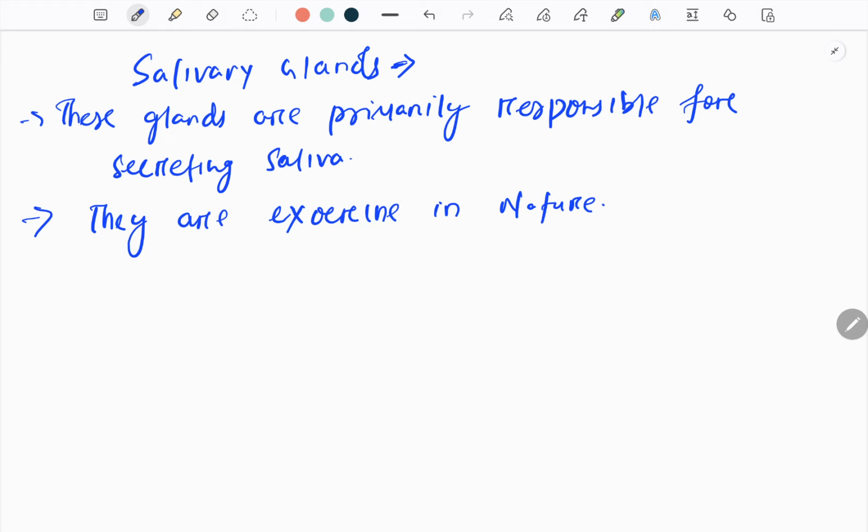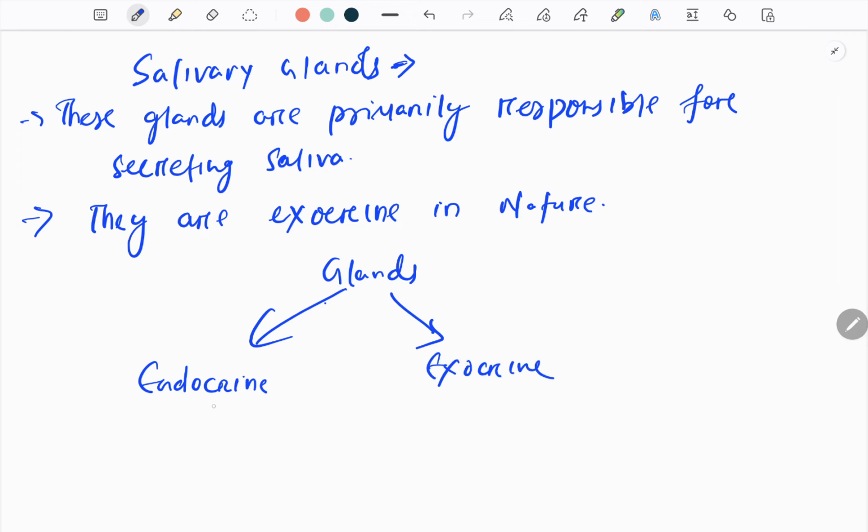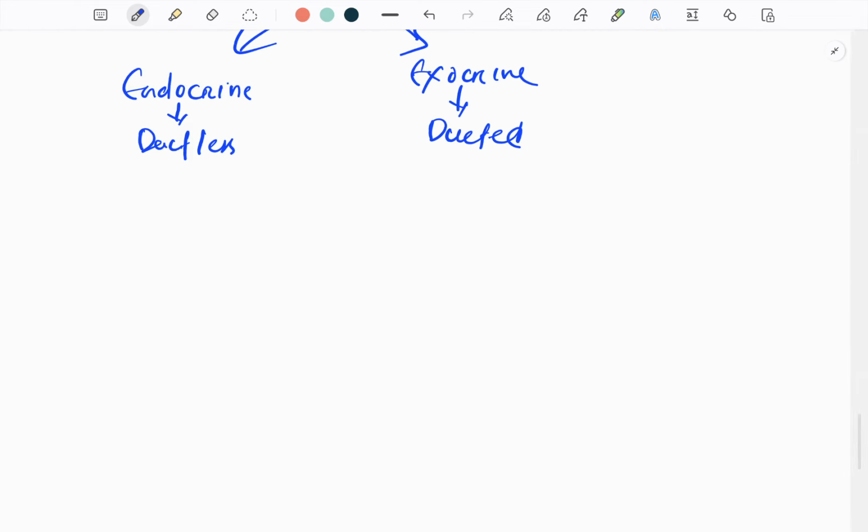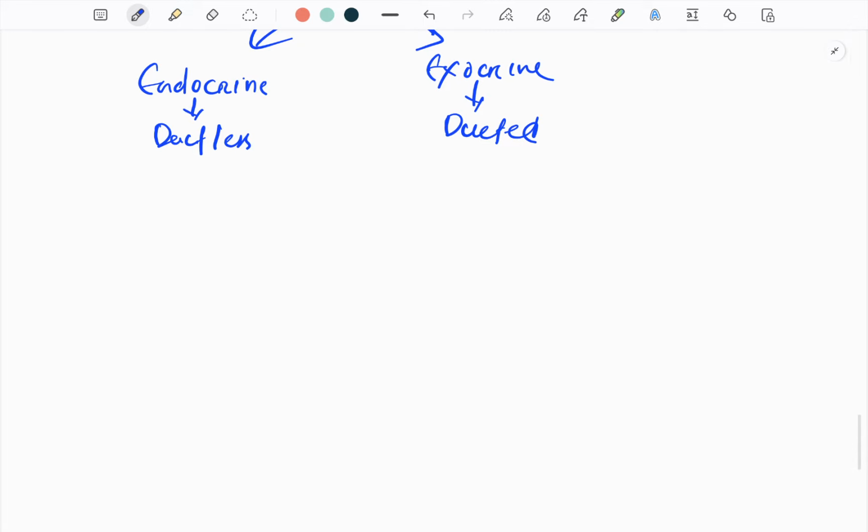Glands are of two types: endocrine and exocrine. Endocrine glands are ductless, exocrine glands are ducted. Exocrine glands secrete their secretions into a duct, but endocrine glands directly secrete into the bloodstream. So salivary gland is an exocrine gland.